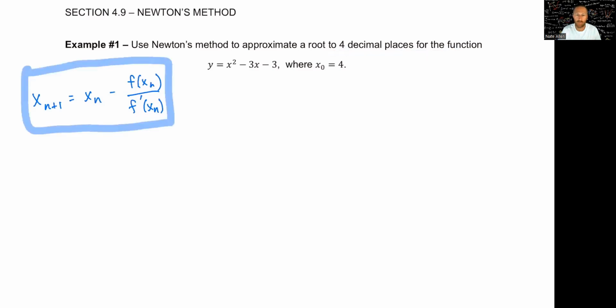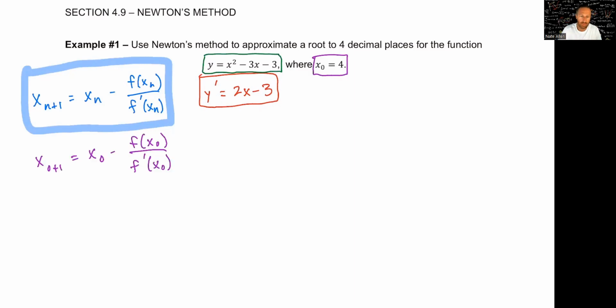Now, in order to start this, remember we're going to need both the original function and the derivative. So I'm going to start by just taking the derivative, which should be super easy. And now I got both of those things actually stacked up the way that I should. And then now I'm going to start by using my Newton's method with a first value of 4. So just to show you what it would look like, I'm replacing my n's with 0 to start.